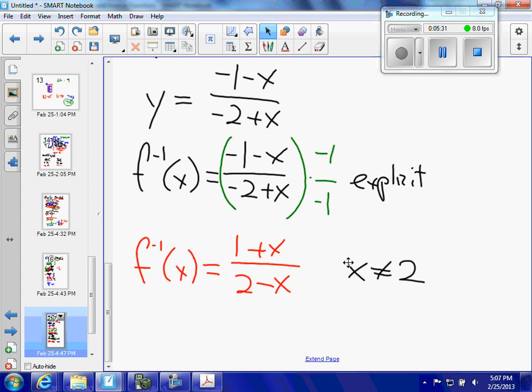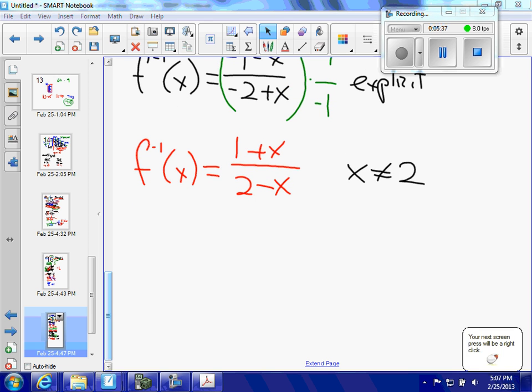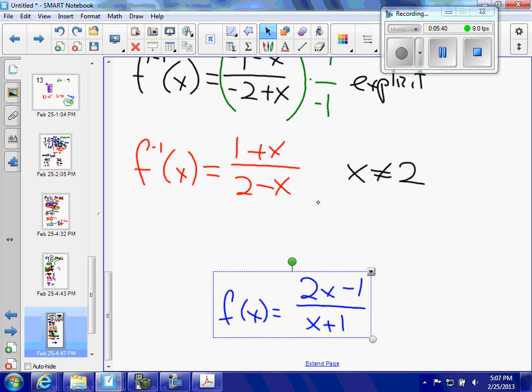And now, I'm going to take my original function, which I can get right here in just a second, which is this.